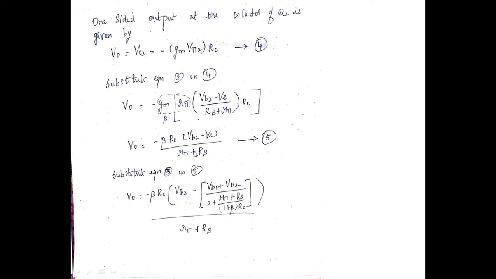Substituting equation 3 in 5, that is, in the place of the VE, I'm going to substitute the equation 3 over here. So VE is given by this equation. So V0 is equal to minus beta RC into VB2 minus, I have substituted the VE equation, VB1 plus VB2 divided by 2 plus R pi plus RB divided by 1 plus beta into R naught, the whole divided by R pi plus RB.